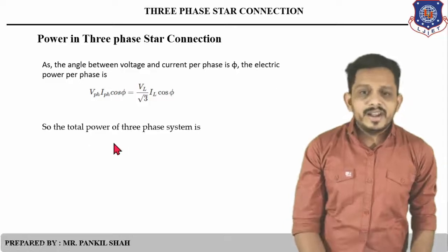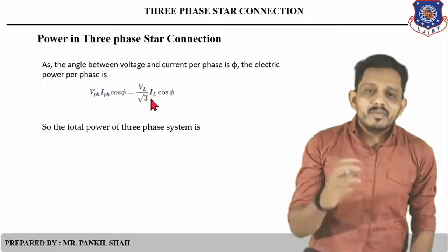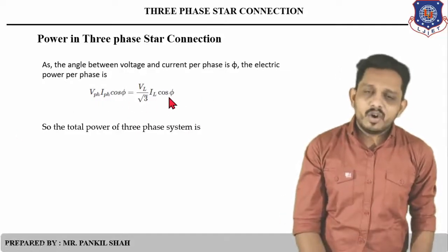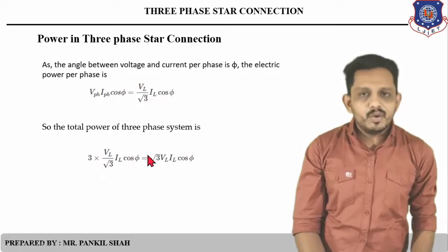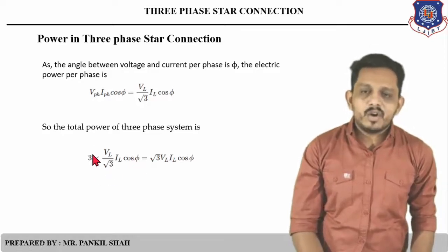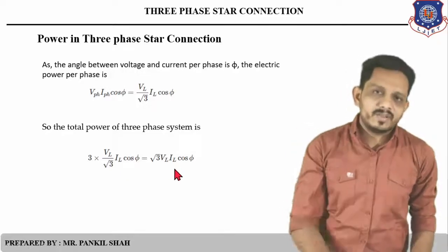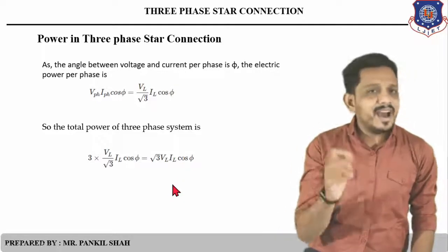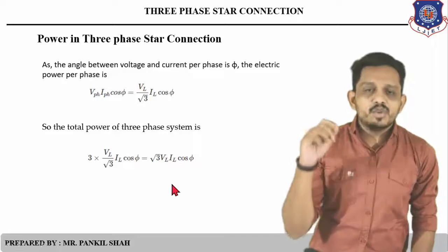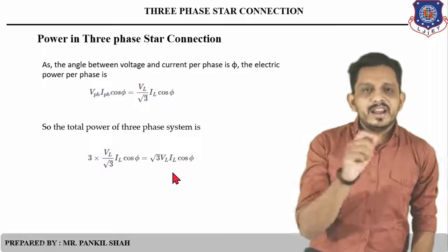But if you want to find the total power of the entire three-phase system, then you have to multiply this equation by 3. Either you can multiply 3 here or here. If we multiply 3 in the line equation, then it will be 3 times VL by root 3 into IL into cos phi. So the root 3 will cancel out and only root 3 will appear in the numerator. So it will be root 3 VL IL cos phi. Please remember this equation: in a three-phase star connected system, the power consumed by the entire system is given by root 3 VL IL cos phi.